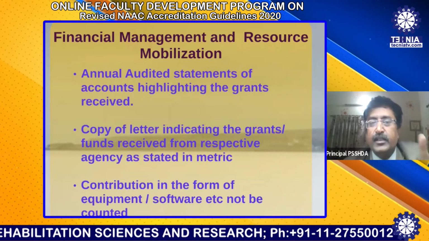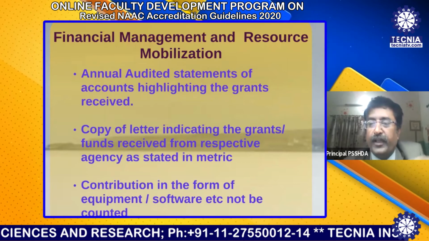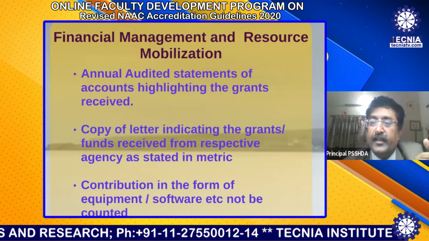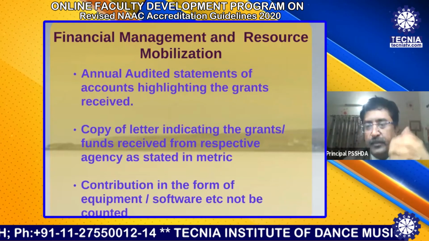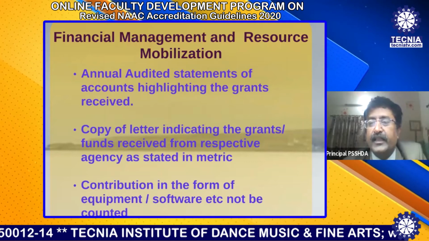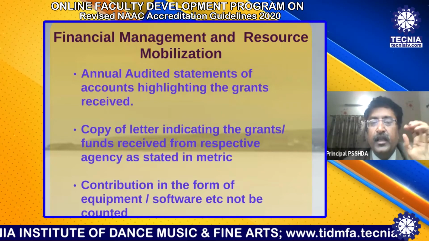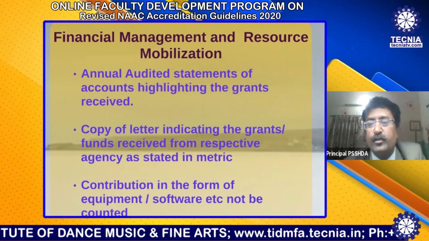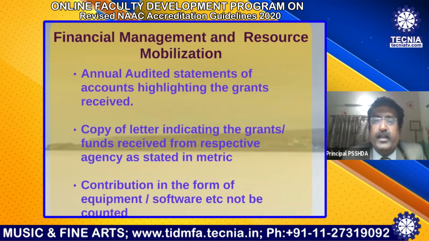Contributions in the form of equipment and software are not counted in this section. Mind well, this is only financial management. So contributions of equipment or software will be considered under donations from philanthropists. That is a different section. So in this part, only financial things will be considered: grants from UGC, grants from government, and grants from various government bodies or NGOs. So these need to be kept ready with financial management.